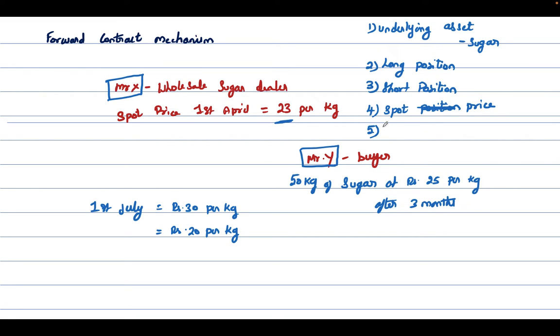Fifth, future spot price. In this example, we are having two future spot prices. One is rupees 30 and another one is rupees 20. In future, after 3 months, the spot price of the underlying asset on the date the forward contract expires depends on the market condition prevailing at the expiring date. This 30 rupees or 20 rupees, whatever it is, is due to the market condition prevailing at that time. So we call it the future spot price.